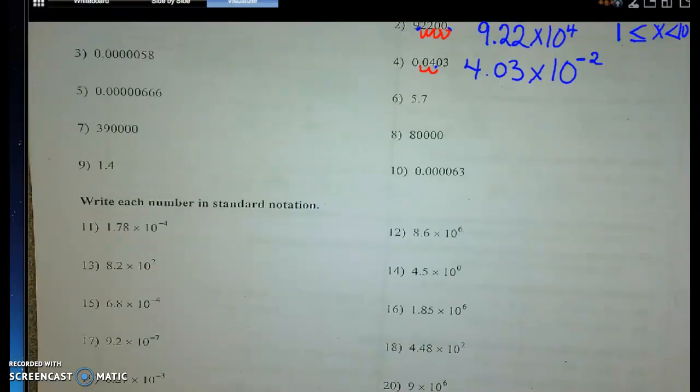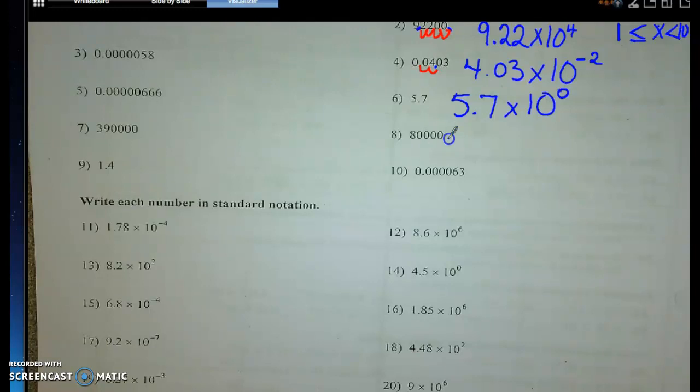Number 6, okay, 5.7. Not going to have to move the decimal. So our number is 5.7. I really don't want the decimal to move at all, but I still need scientific notation. So to make it not move at all, it's going to be 10 to the 0 power, because that would make it 5.7 times 1, because anything to the 0 power is 1.